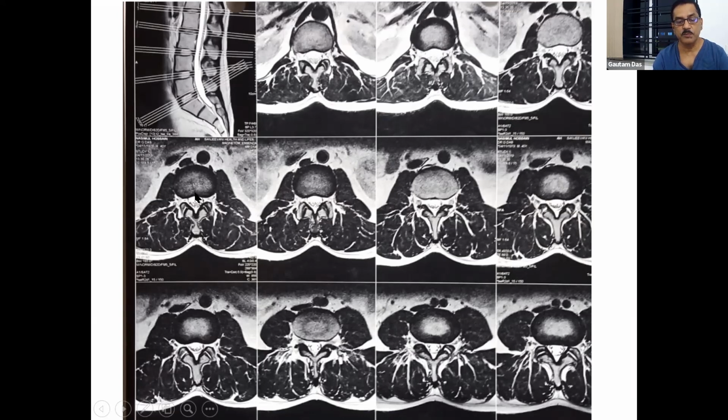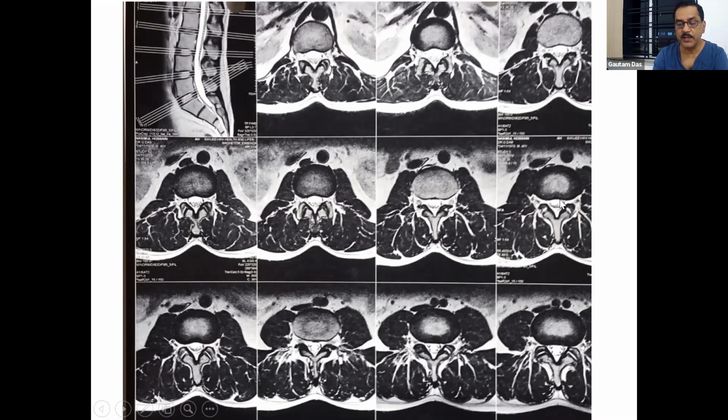Here also it is taken from the disc level. You can match from this line also. At each level, what are the things we are looking for? Suppose this is the annulus, a very nice annulus, so this disc is very healthy. You can see this is your superior articular process, inferior articular process, and this white thing is your synovial fluid. This is synovial fluid in the facet joint.